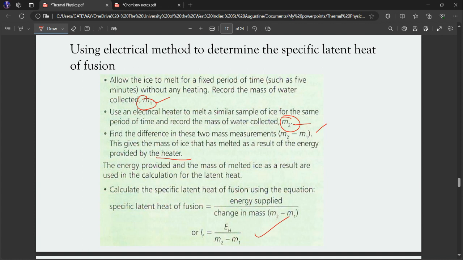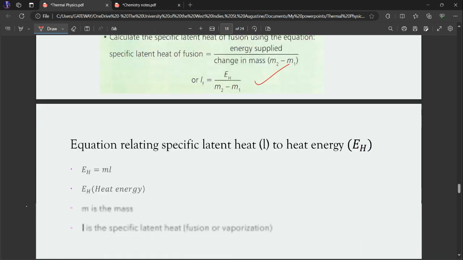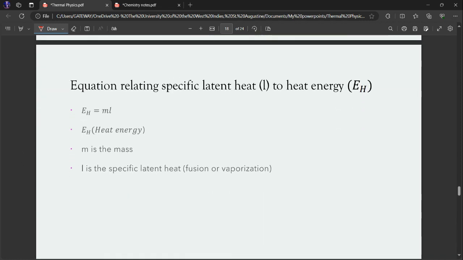So apply this formula here, right? So this is a nice experiment. I'm not sure if you would have carried this out in school, but it's a nice experiment, right? And then we have the equation relating specific latent heat to heat energy. E equals mL, which you would have seen from the graph. E is the heat energy, m is the mass of the substance, and L is the specific latent heat. It could be fusion or vaporization. Right?